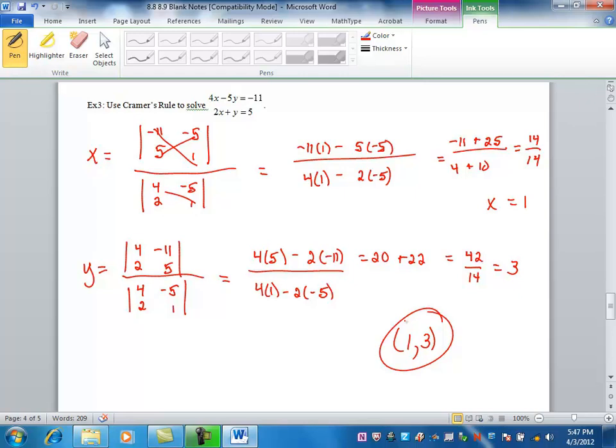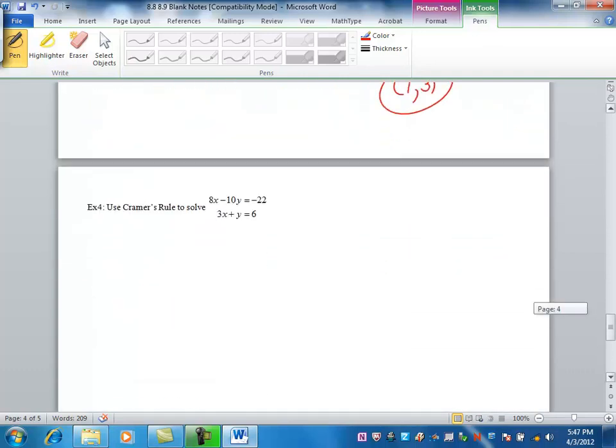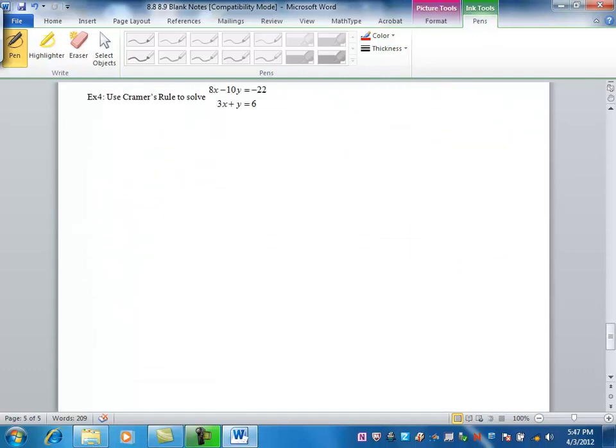Alright, and then let's look at one more example where we use Cramer's rule to solve the system. We have looking for x. On top, we're going to take the determinant of the matrix where I replace the coefficients of the x with my constants here. So negative 22 and 6, and then here I've got negative 10 and 1. So we do the determinant here, negative 22 times 1 minus 6 times negative 10, over the determinant of the coefficient matrix.